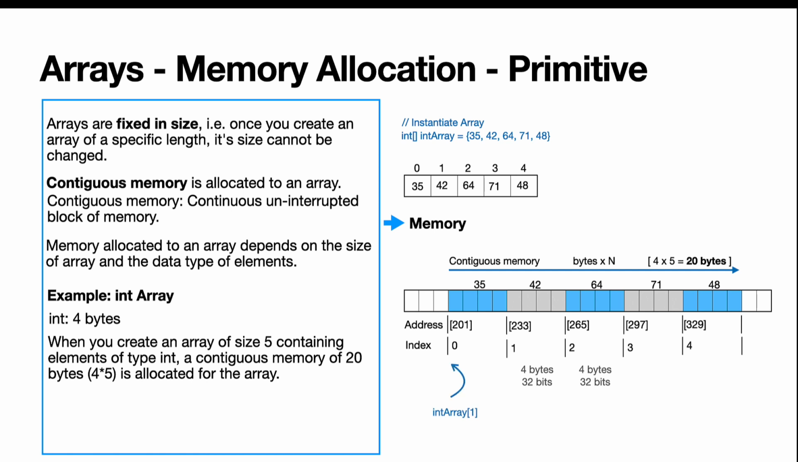Let's say you want to retrieve the second element, that is the element at index 1. You first go to the address of the array reference, that is 201. Now since you have to fetch the second element, you go to the address 32 bits from 201, that is 233, and retrieve the value from that memory address, which is the integer value 42.